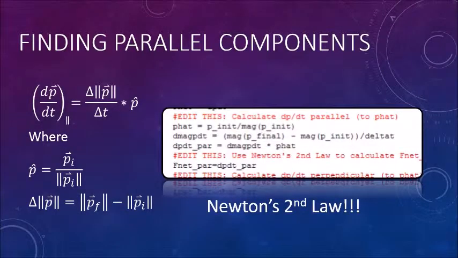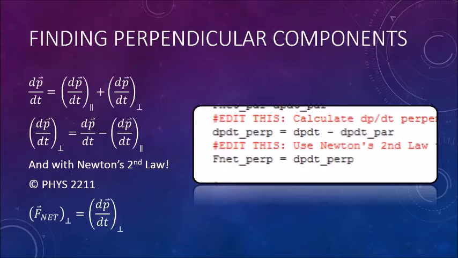But wait, that's not all. We're also going to find the parallel and perpendicular components of dp/dt. This will tell us if our star is accelerating at a given point, though it tells us nothing about the mass of the black hole. So first, the parallel component. It tells us change in speed. It's given by the change in the magnitude of the momentum over the change in time, times the direction of the momentum, p hat. Following Newton's second law, F net parallel equals dp/dt parallel. This is the code.